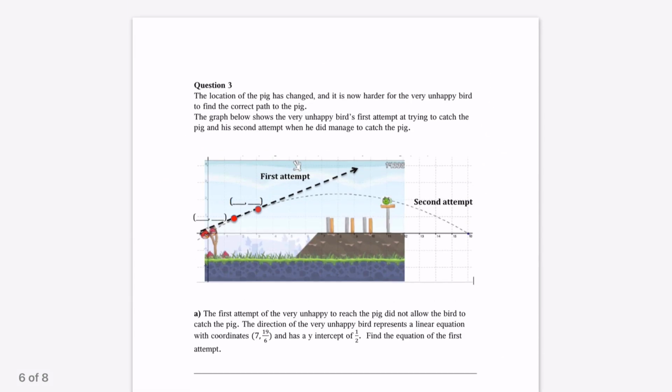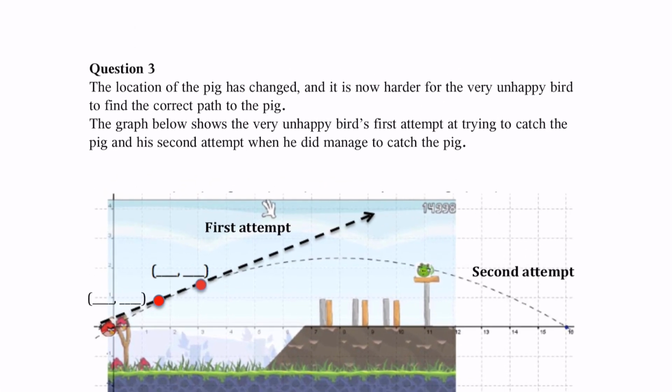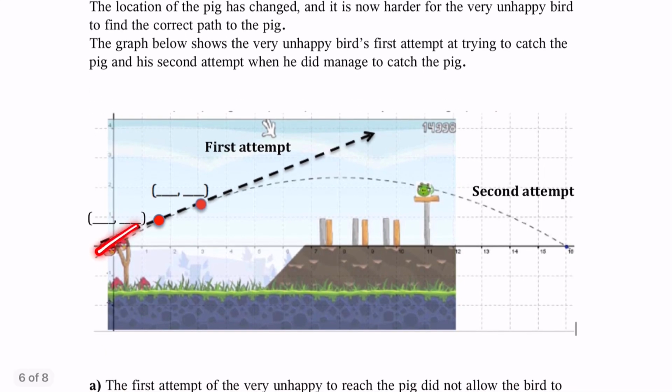All right, great. We're up to the last question now. So the location of the pig has changed. It's now harder for the very unhappy bird to find the correct path to the pig. The graph below shows the very unhappy bird's first attempt at trying to catch the pig and his second where he did manage to do that. So the first attempt looks like it's a line and the second attempt looks like it's a quadratic.